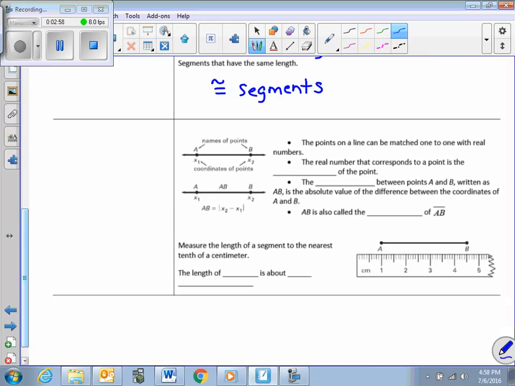All right, so here we go. We've got point A, and its coordinate is x sub 1, and we've got point B, whose coordinate is x sub 2. The points on a line can be matched 1 to 1 with real numbers. That's what we've done here. For instance, x sub 1 could be 3, and x sub 2, point B, could be 10. It's just saying that x sub 1 and x sub 2 are both real numbers. The real number that corresponds to a point is the coordinate. We said that earlier.